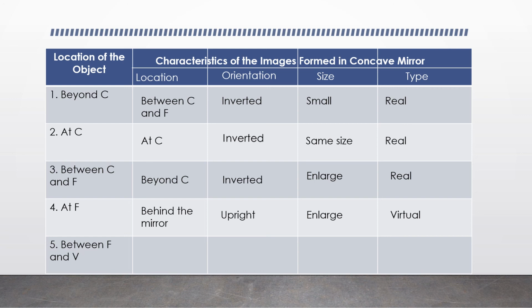Now, how about when the object is located between F and V? Where can you find the image? Actually, there is no image formed when the object is located between F and V.